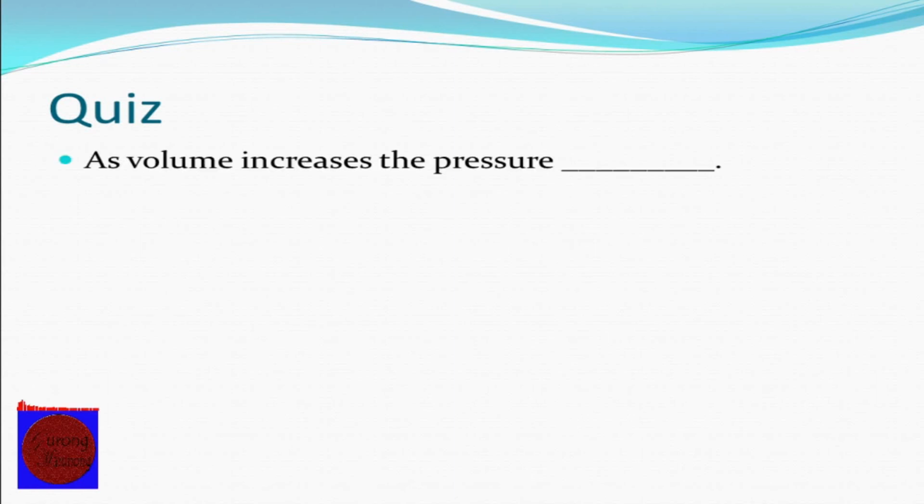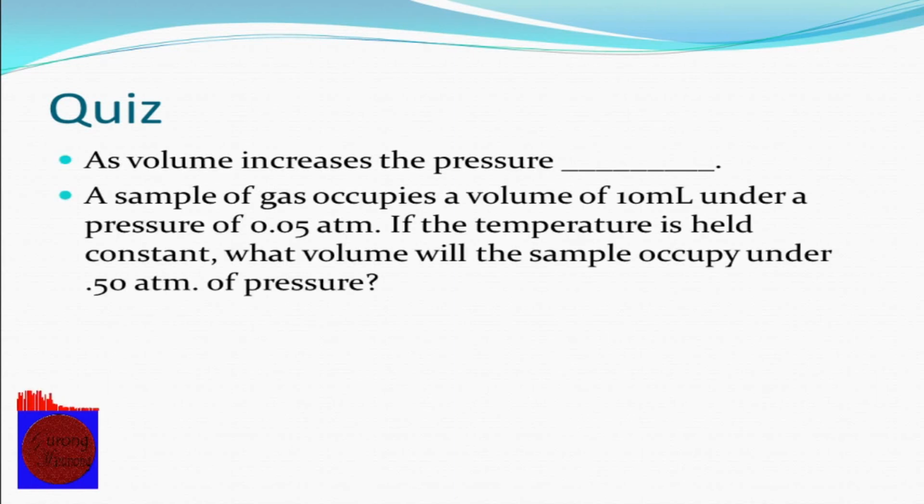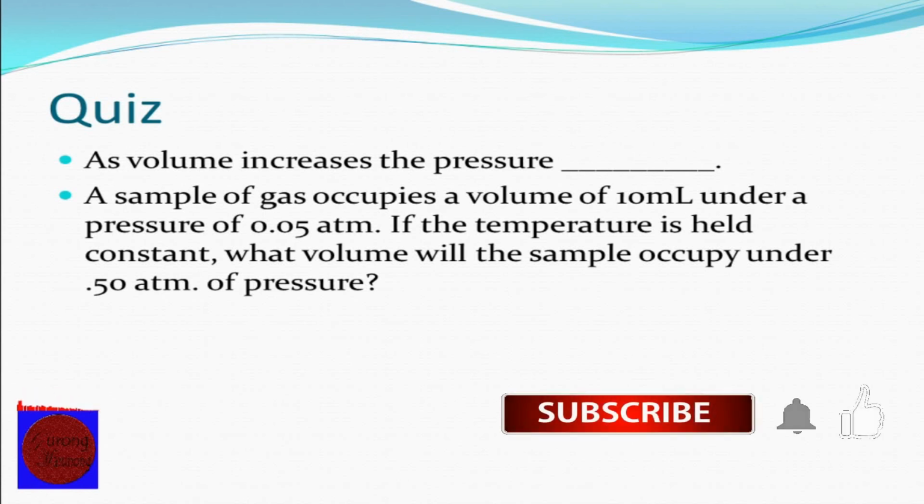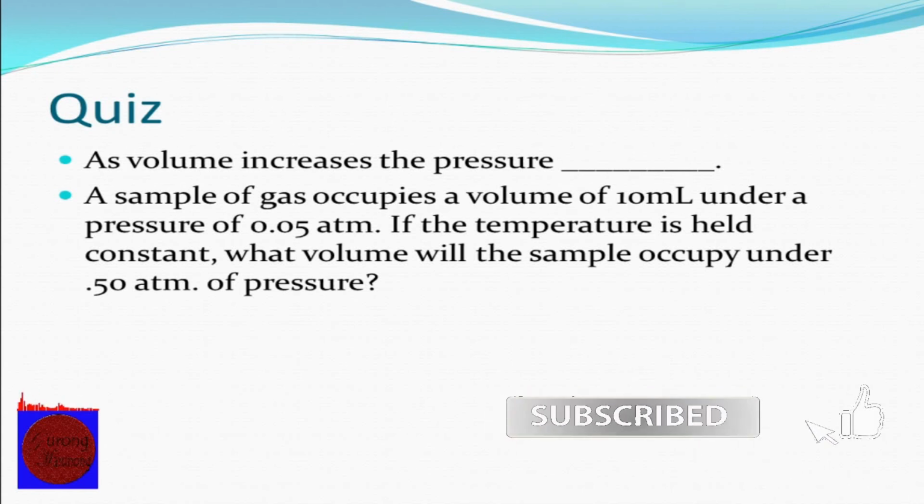And let's have a quiz. So I will give you a minute to pause this video and answer the quiz. As volume increases, the pressure blank. And a sample of gas occupies a volume of 10 milliliters under a pressure of 0.05 atm. If the temperature is held constant, what volume will the sample occupy under 0.50 atm of pressure? So I will give you a minute to pause this video and solve the problem and the question.